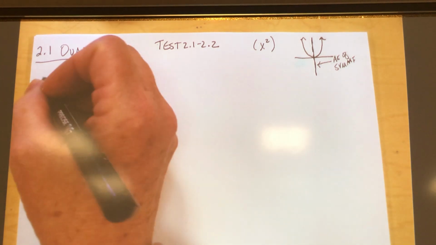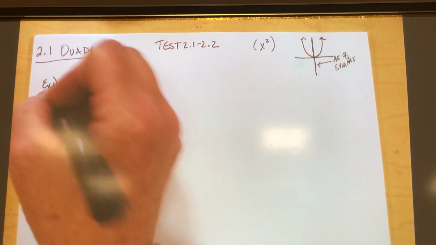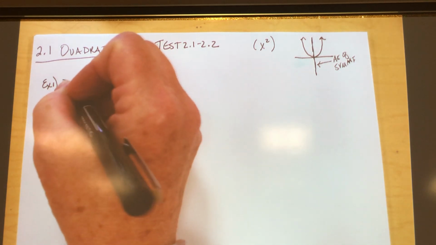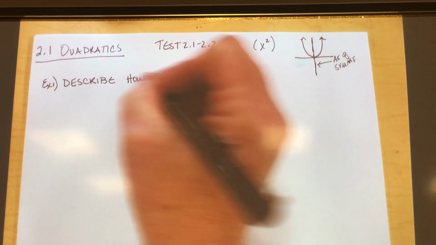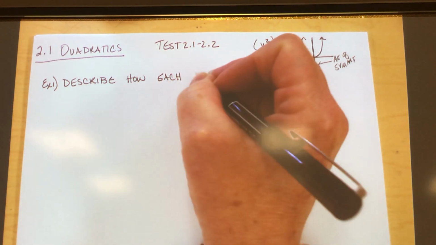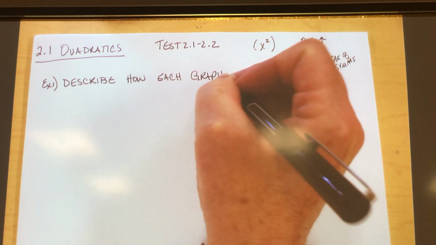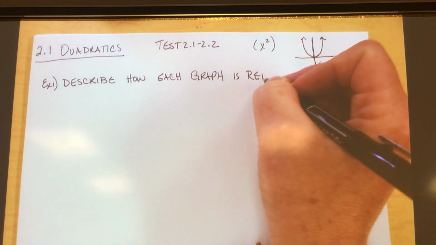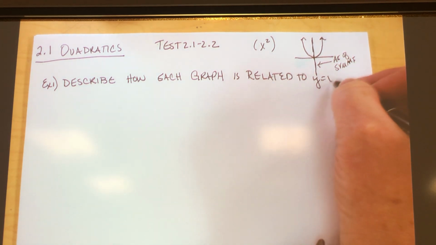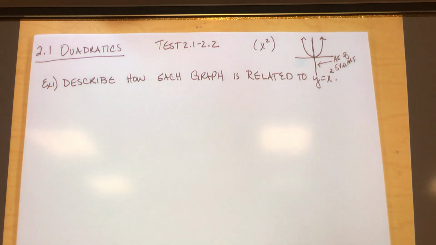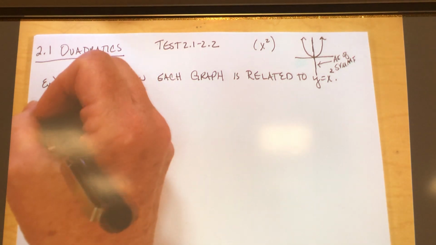So, let's do example 1. Example 1, they want me to describe how each graph is related to y equals x squared, which is called your what? Parent function, okay? So, basically, they want to know transformations, people. That's all they really want to know, okay? That's how you describe how it's related to it. So here's my first one.